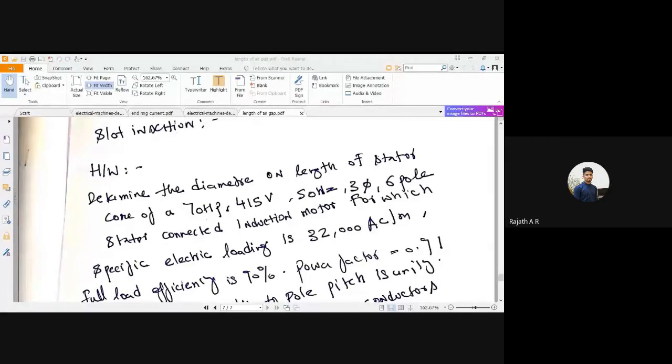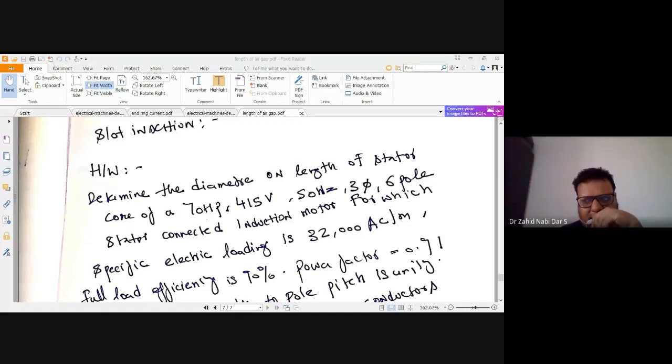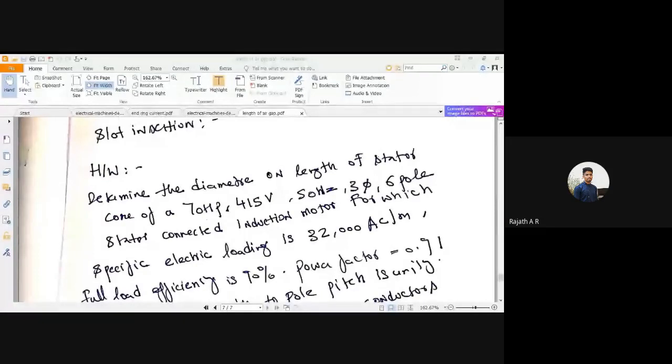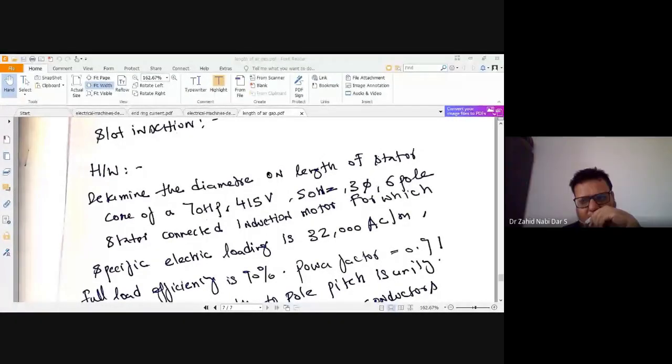Sir, it's a 70 HP motor. The power is high, so the motor is also big size, large size. How much HP should it be for a big size and how much for a small size? Sir, above 10 HP it's big size. Very good.